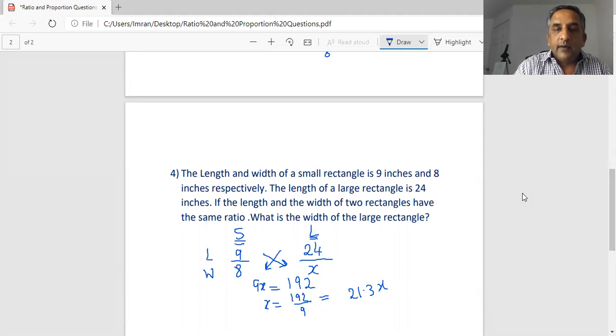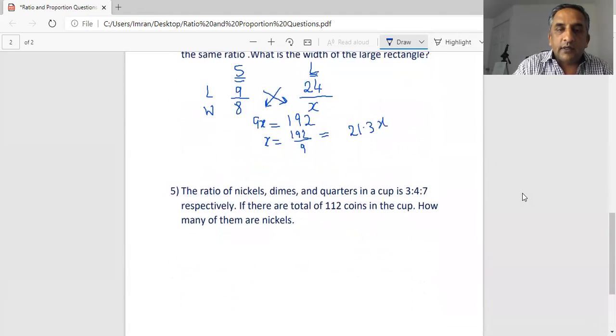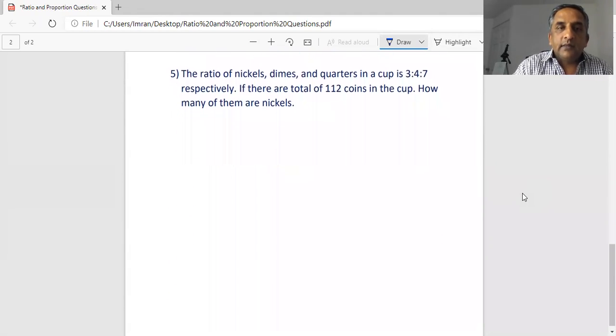Now I'm going to do one more question, just to make sure you understand this topic really well. As you can see here, this is the question. It says the ratio of nickels, dimes, and quarters in a cup is 3, 4, and 7. You see, what is the ratio? 3 ratio 4 ratio 7.